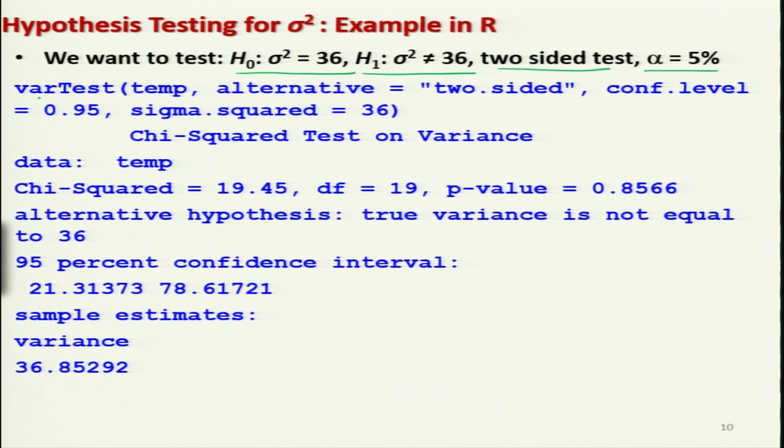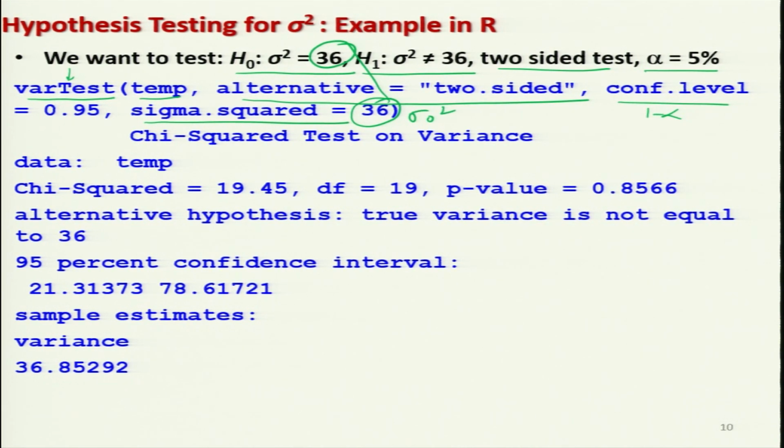So, now here you have to use the command varTest, where T is going to be in uppercase, and then you have to give here the data vector temp. Alternative here is two-sided, confidence level is the value of 1 minus alpha, and sigma square is equal to 36. So, the 36 is coming from here like this, right. So, this is the value of sigma naught square.